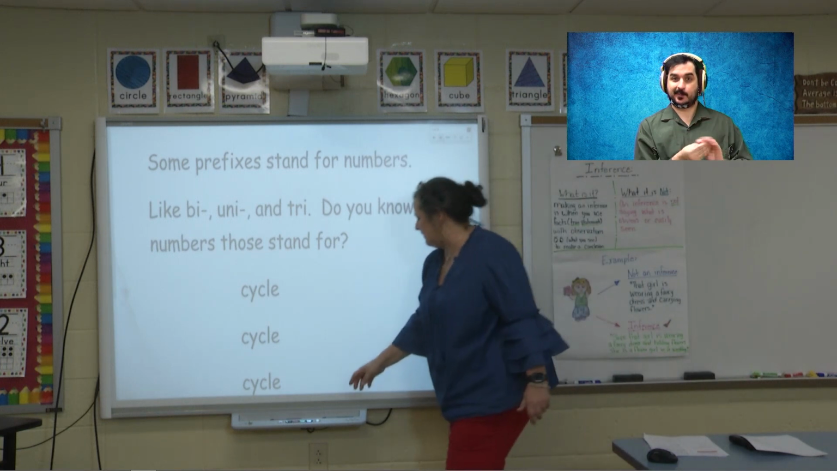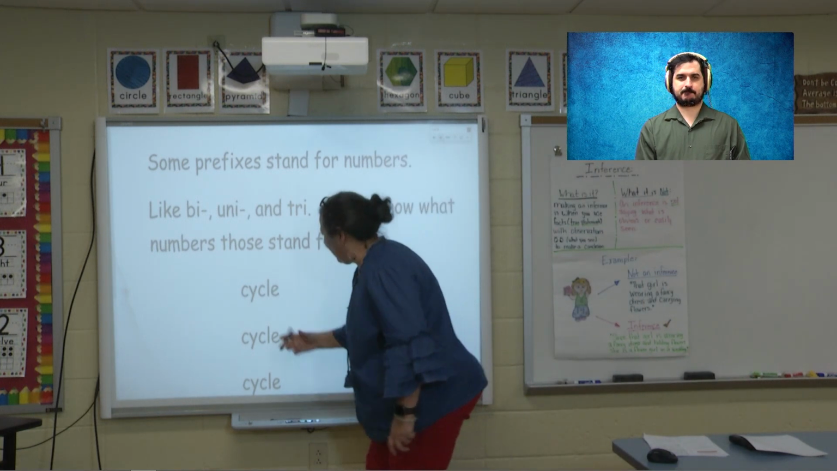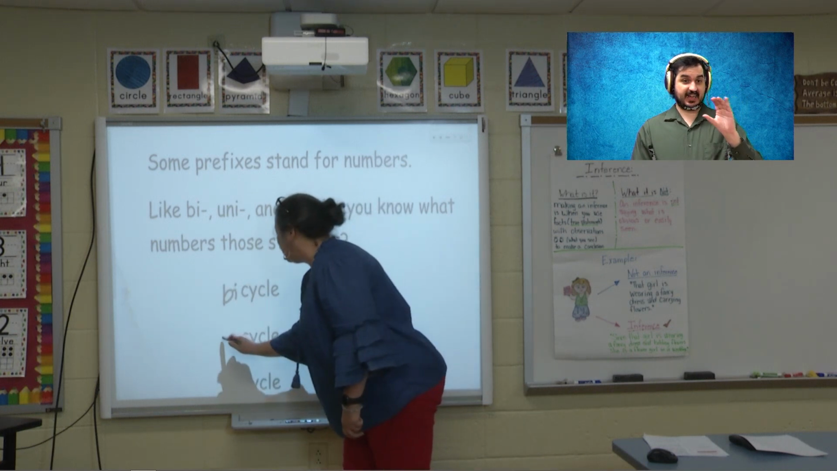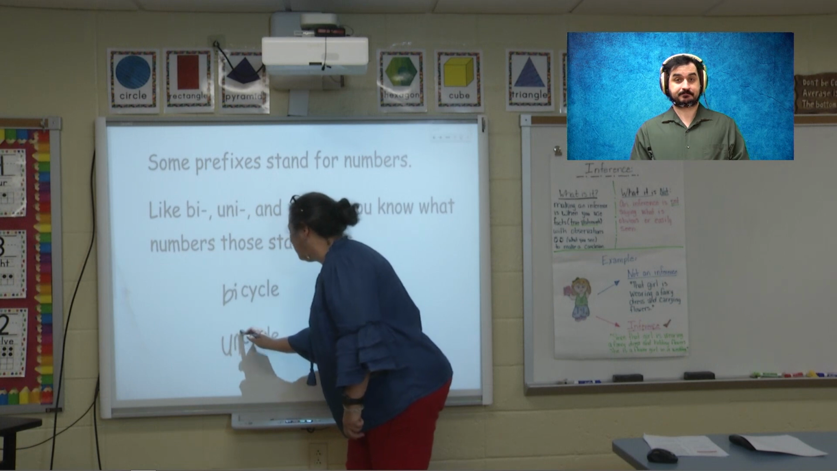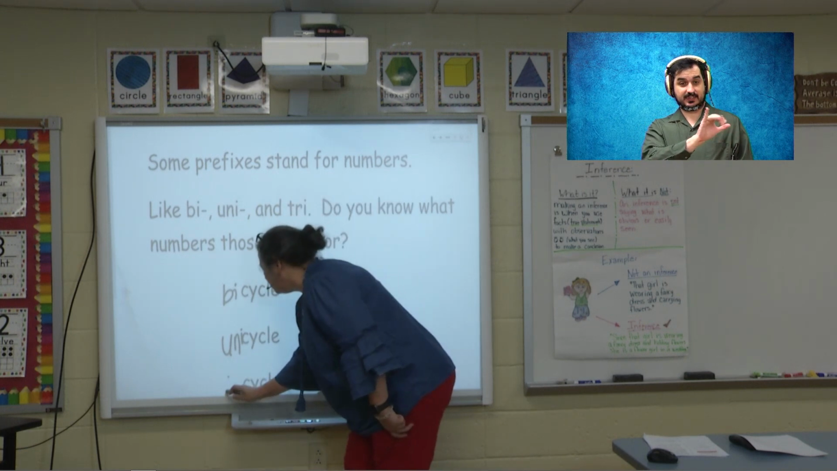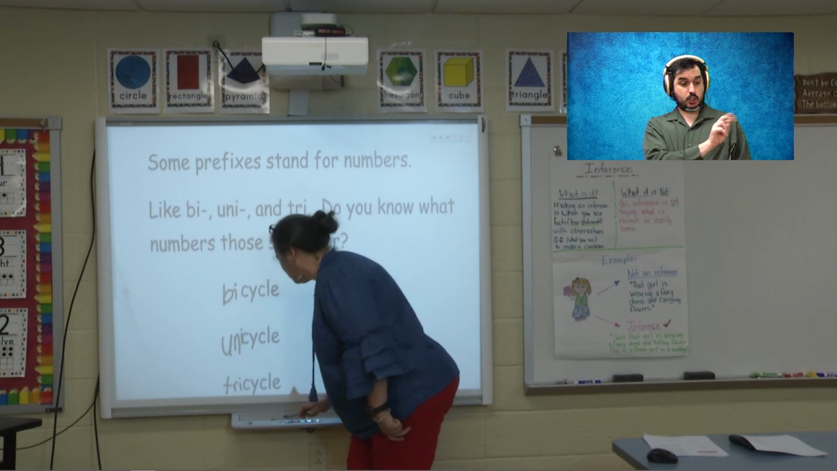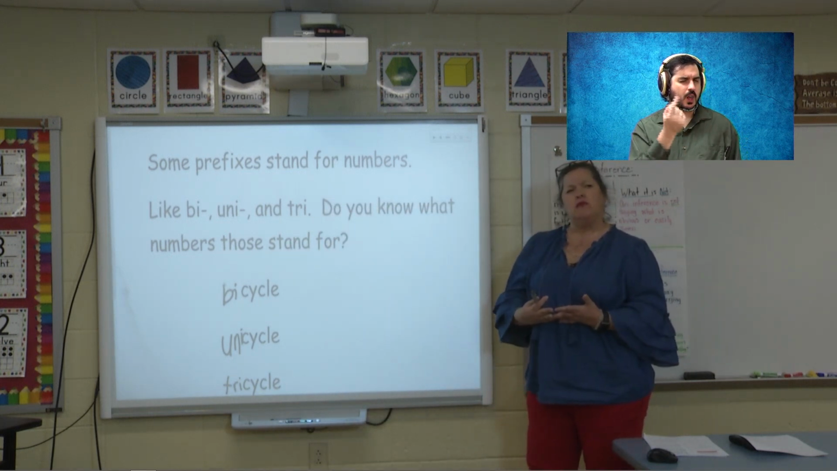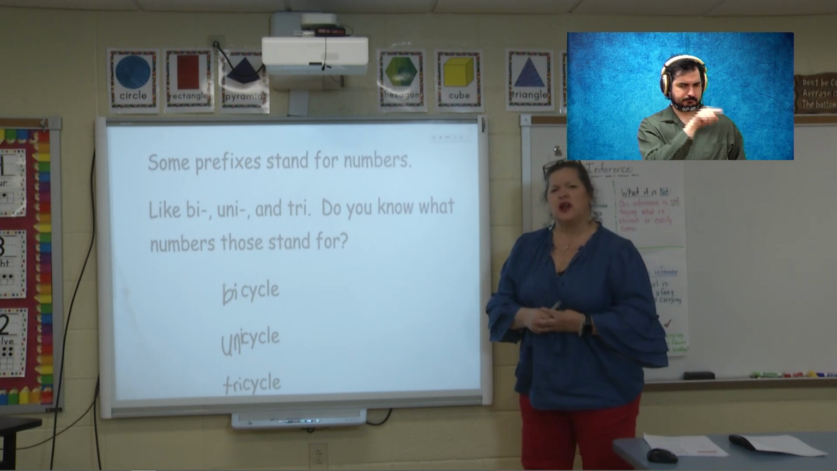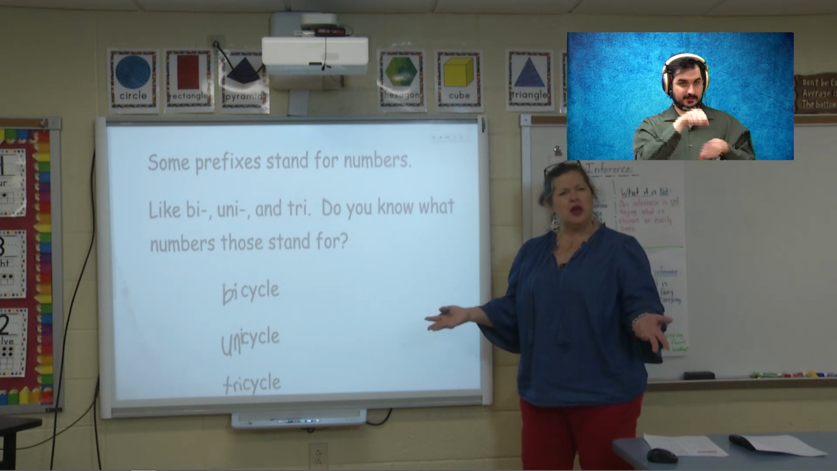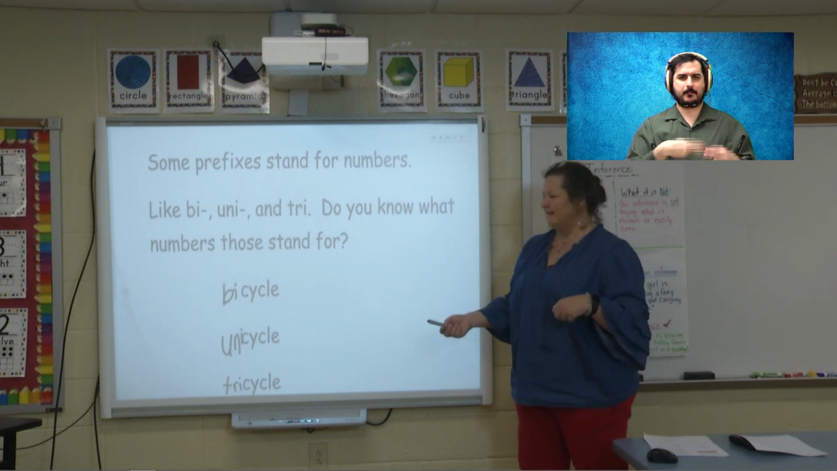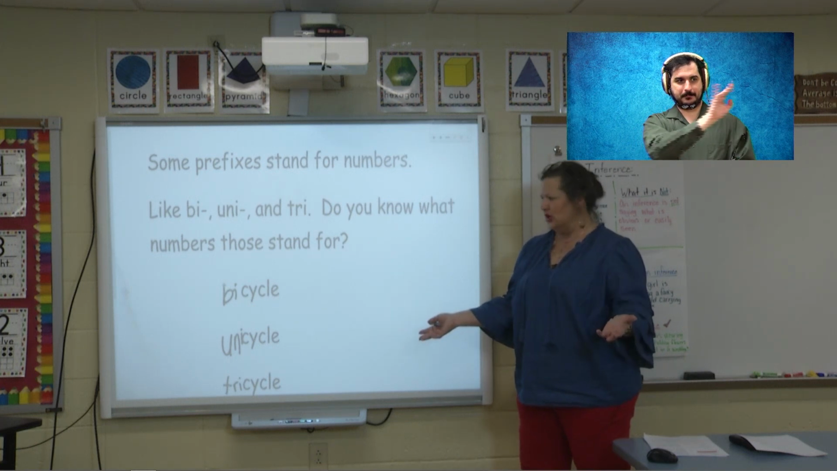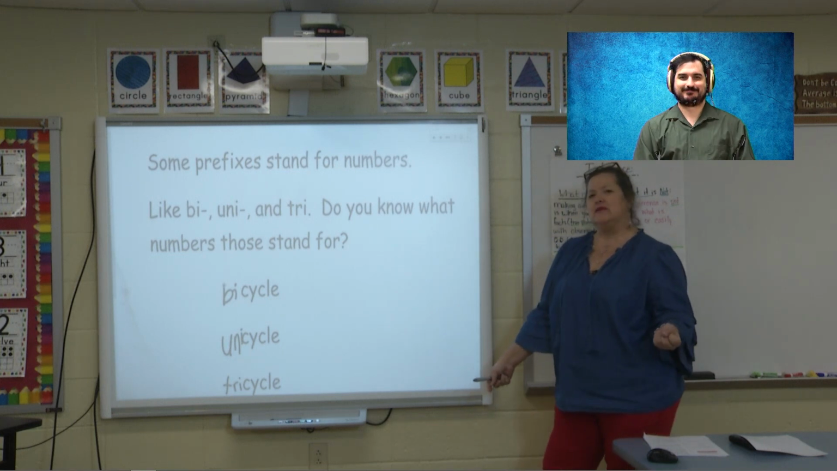Let me write this. So I have bicycle, unicycle, and I have tricycle. What do you think? What do you know? Bicycle's the first one I wrote because that's the most common. What do we know about our bicycles? Yes, they have two wheels. So bi means two.